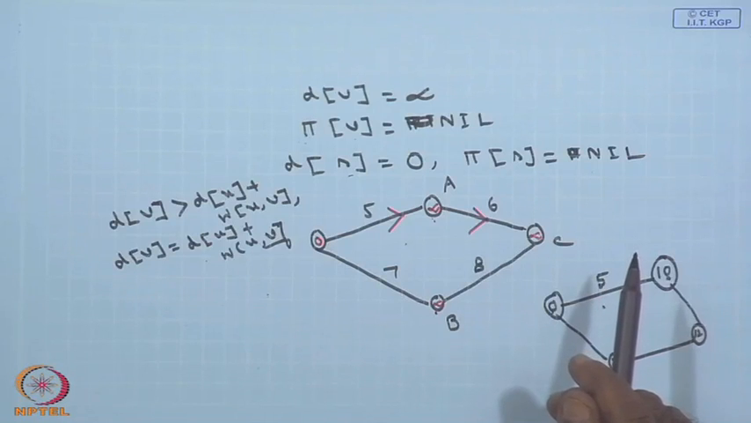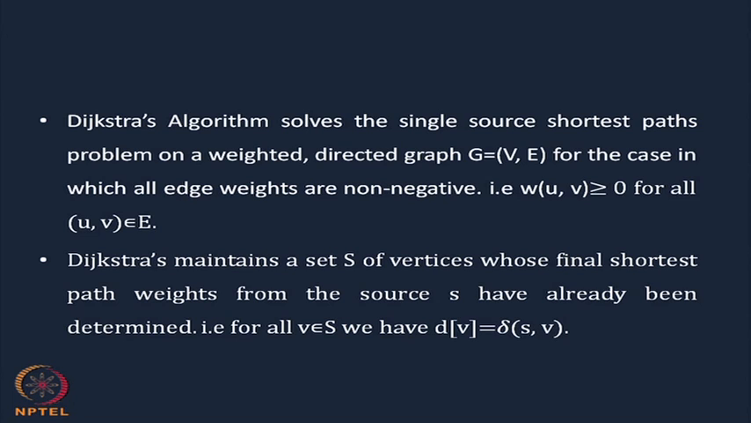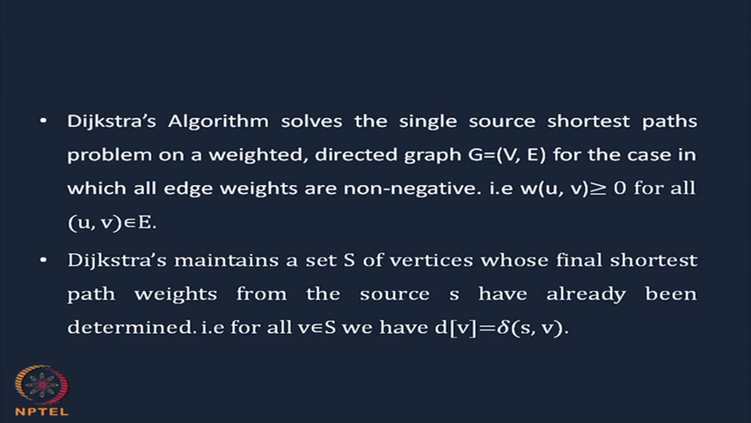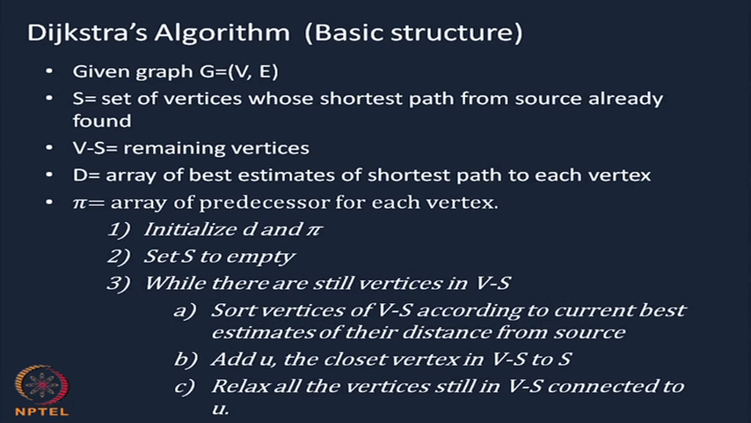Next, if you see, the Dijkstra algorithm solves the single source shortest path problem on weighted G equals (V, E) for the cases in which all edges are weighted and non-negative, that is w(u, v) greater than or equal to 0. And Dijkstra maintains a set S of vertices whose final shortest path weights from the source have already been determined. That is, we have d[v] equals delta(s, v). This we are already doing.